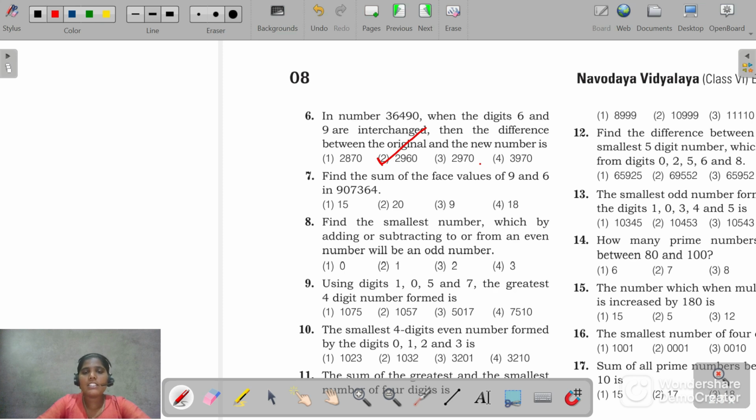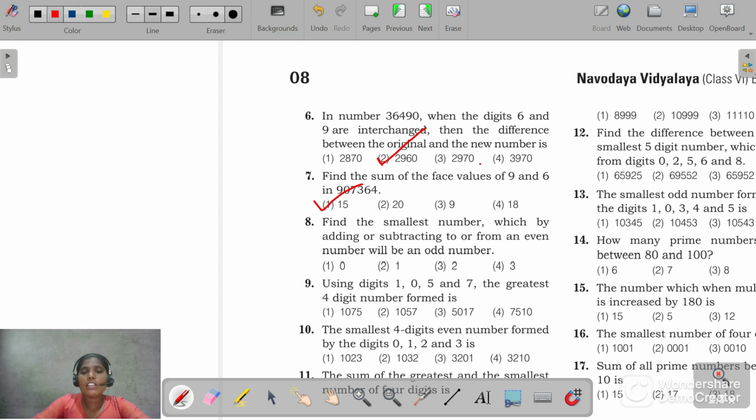Next one is find the sum of the face value of 9 and 6 in 907364. What did they ask? Face value, right? When it's face value, the number will be the same. Whatever the number, the face value also will be the same. So 9 plus 6 is 15. So there is nothing to think about in this question. When it's about face value, be sure and be confident, right? Whatever is there, that's it.